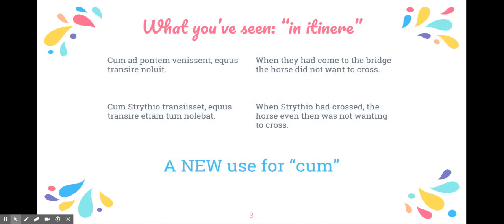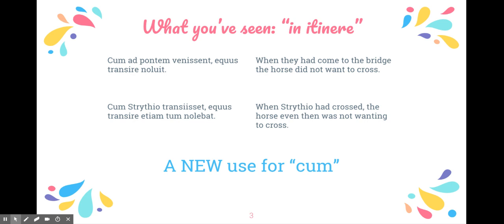However, you have seen a couple of different uses of cum in the sentences from that short little story in Itinerary. You saw cum ad pontem venissent, equus transire noluit. When they had come to the bridge, the horse did not want to cross. In that sentence, cum did not mean with. Cum strithio transiisset, equus transire etiam tum nolebat. When Strithio had crossed, the horse even then was not wanting to cross.